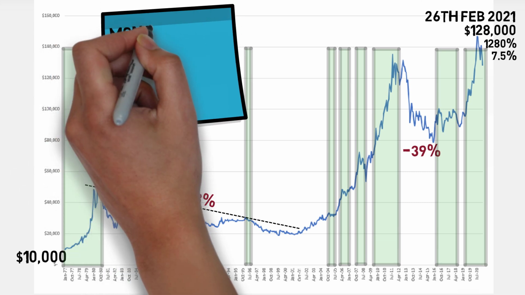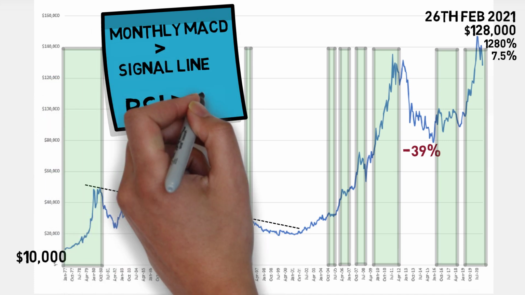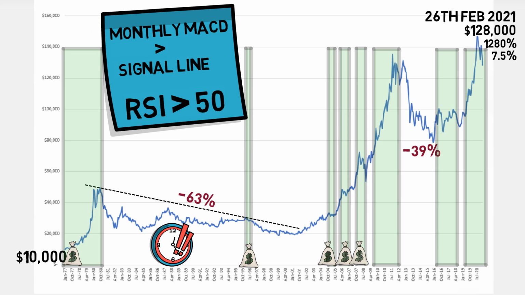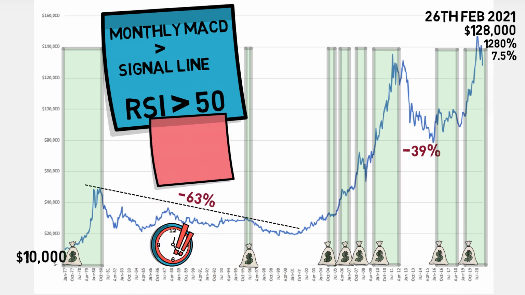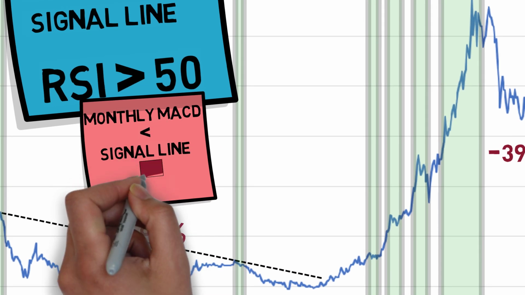If the monthly MACD line crosses above the signal line, whilst the relative strength index is above 50, we enter a long position. And when the monthly MACD crosses down below the signal line, we place a stop order below the closing candle.